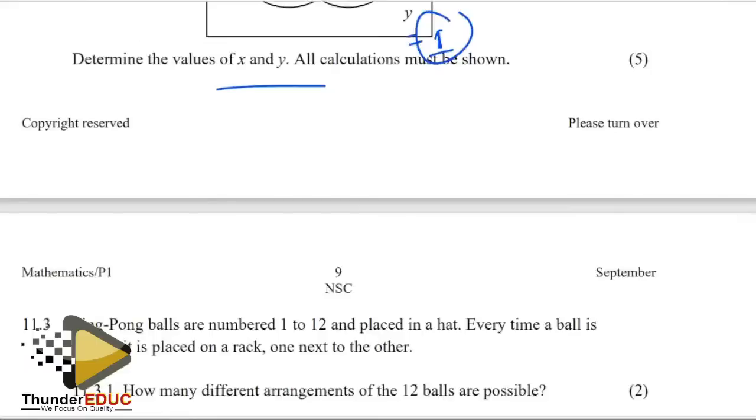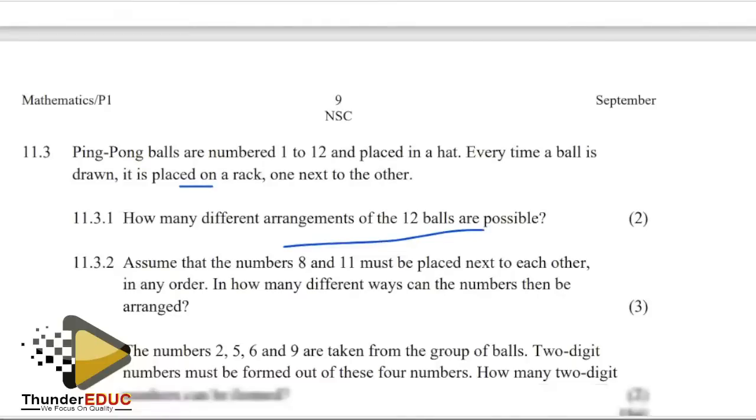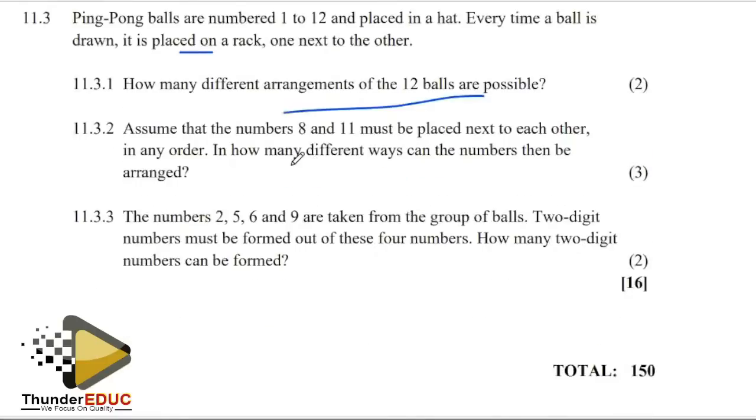Then question 11.3: ping pong balls numbered 1 to 12 are placed in a hat. Every time a ball is thrown, it is placed on a rack, one next to the other. How many different arrangements can the 12 balls be obtained? So that is 12 factorial. Okay. They are telling us to assume that the numbers 8 and 11 must be placed next to each other. So these ones are going to move together as a single block.